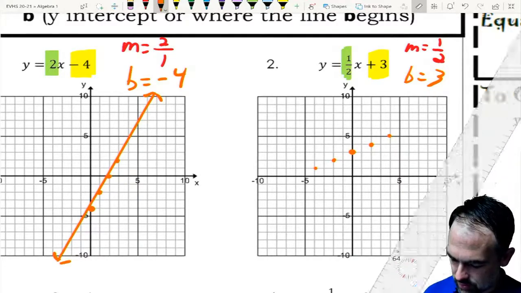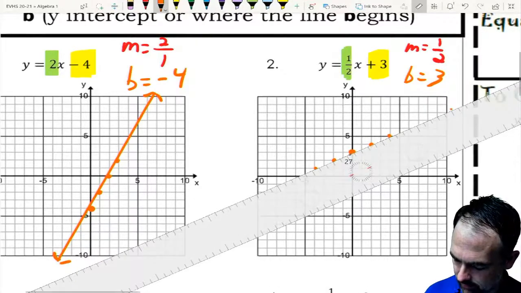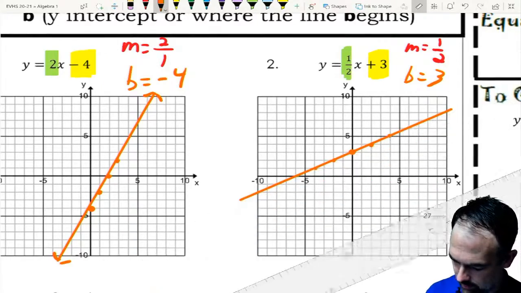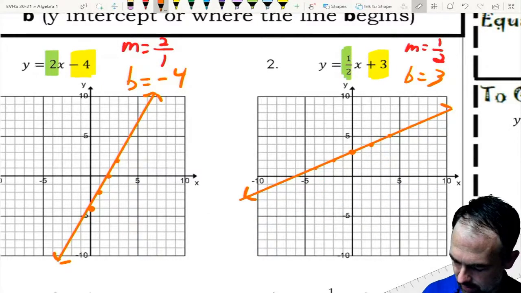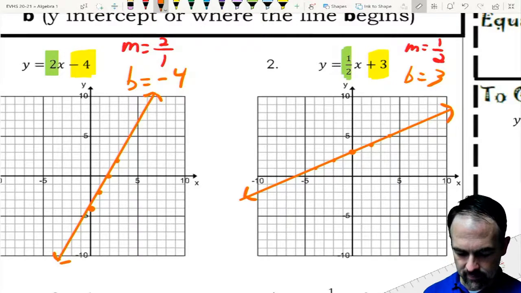So far, all these slopes have been positive, so they're all rising from left to right, because that's what Slope Dude would say. Puff, puff, positive. All right, there's our graph. Okay.